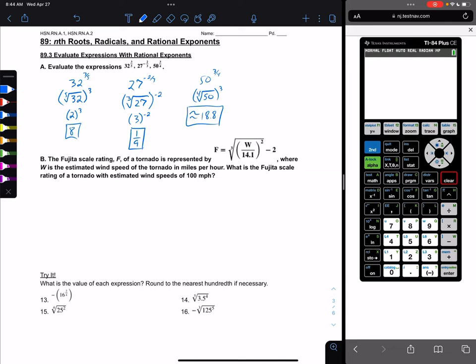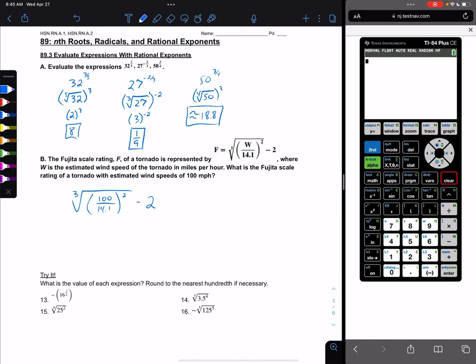So the Fujita scale rating F of a tornado is represented by this formula, where W is the estimated wind speed of the tornado in miles per hour. What is the Fujita scale rating of a tornado with estimated wind speeds of 100 miles per hour? So let's rewrite our formula using 100 as our W.